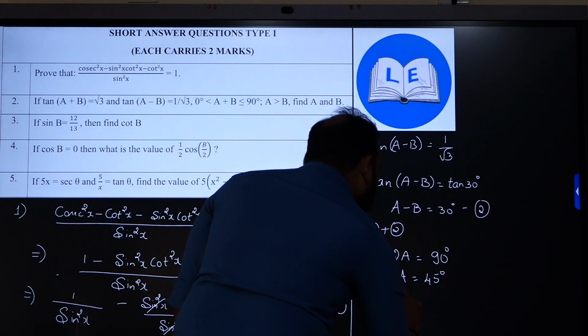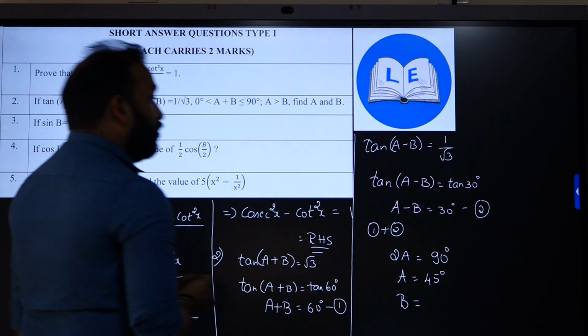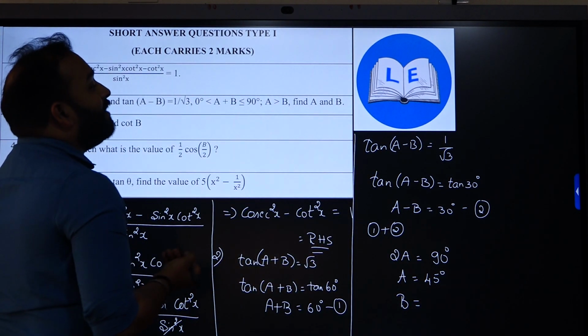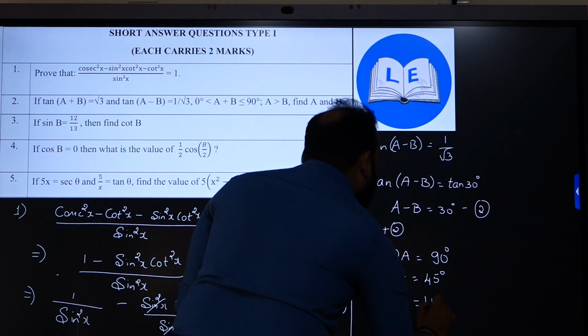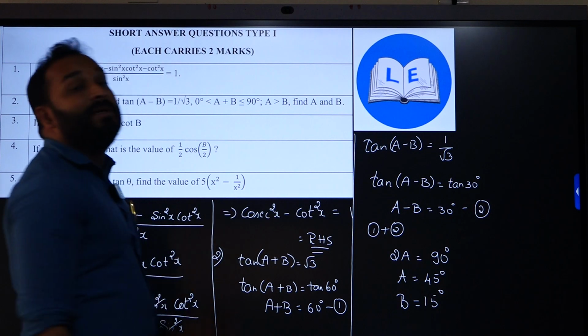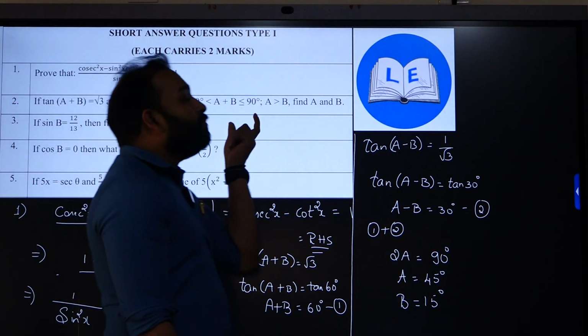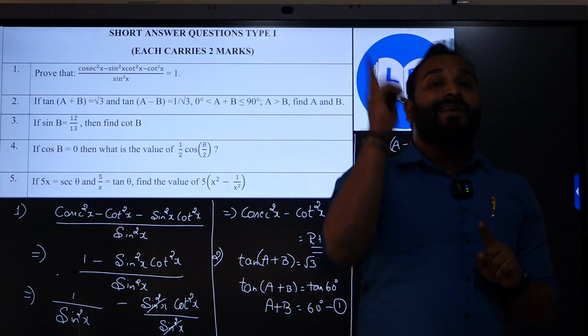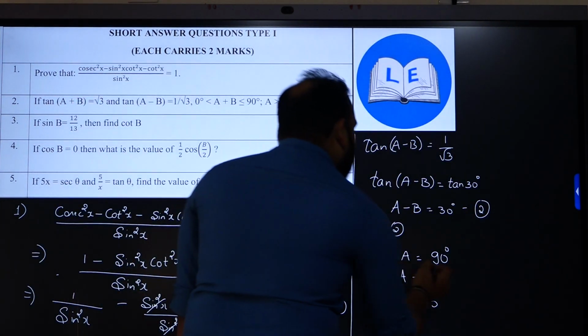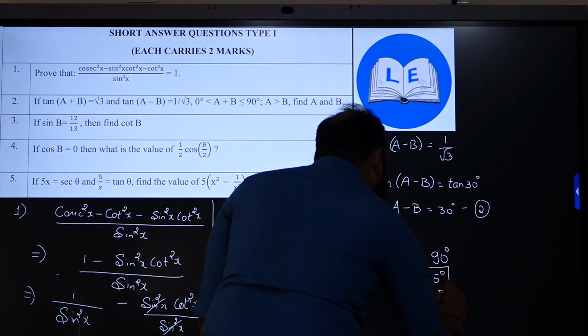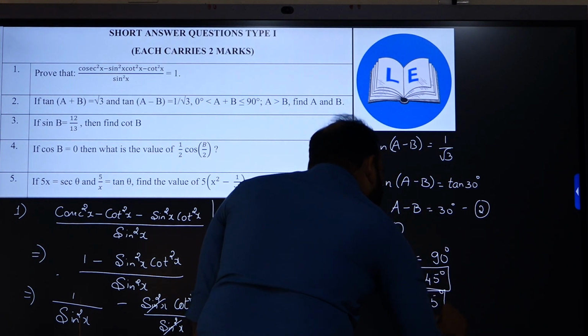If A is 45, you get B as what? And A is greater than B. They have clearly given that in the question. So if A is 45, substitute in any equation, you get B as 15 degrees, because you know A minus B is 30. So this condition is very important when they have given you angle A is greater than angle B. Yes? So you can easily write A is 45 degrees and your angle B is 15 degrees.